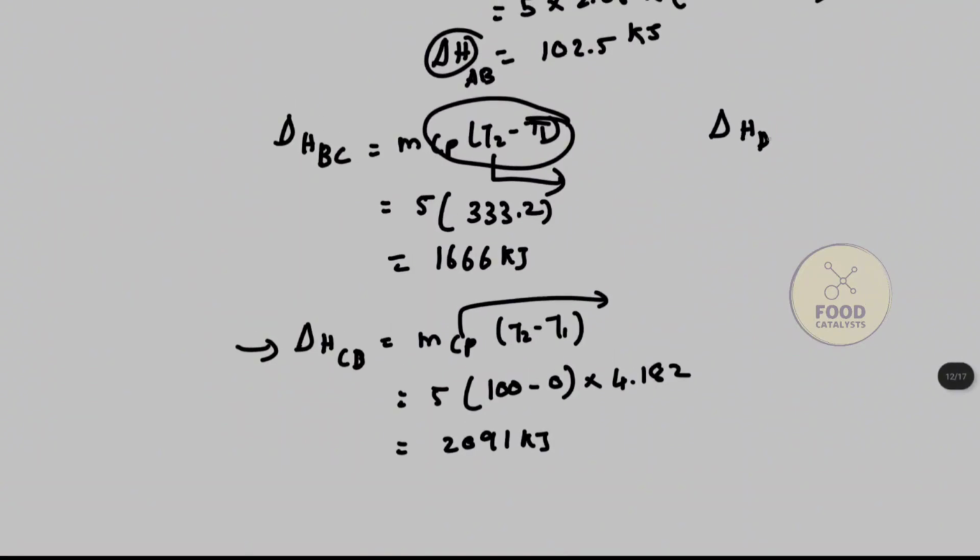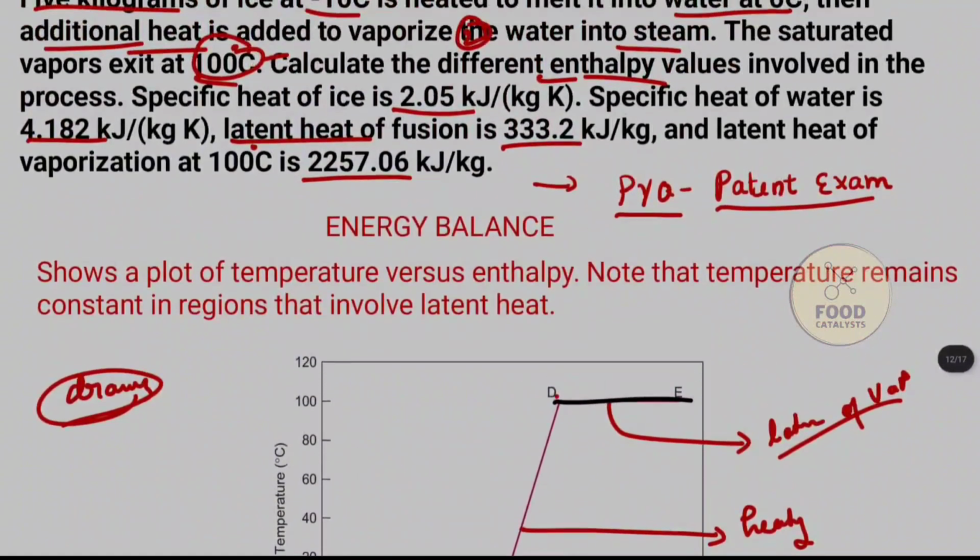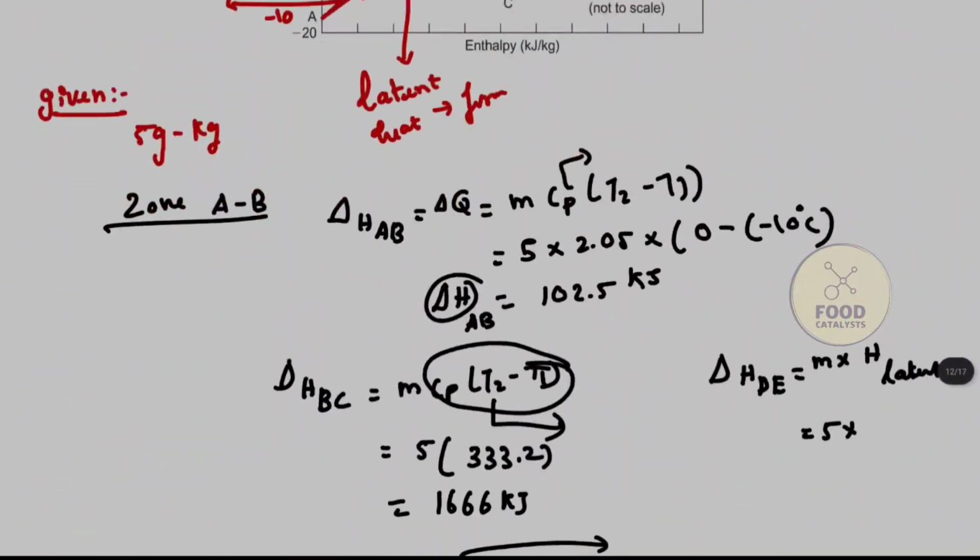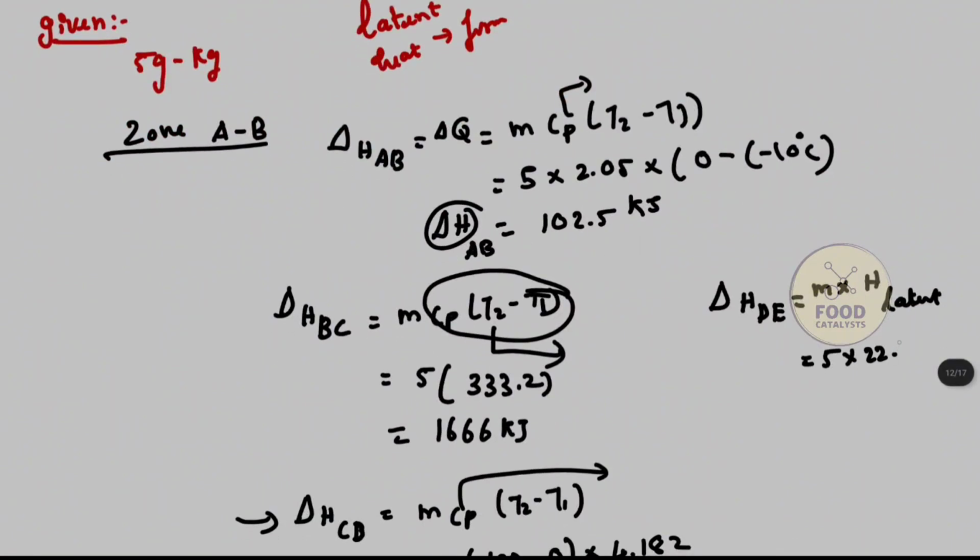And I have one more phase also, which is del H of D and E. D and E is also the same, it involves latent heat. So m into the latent heat. m is the same, 5 only. What is the latent heat for vaporization? It is 2257.06. So if I calculate, it will come around 11,285.3 kilojoule. Okay, done. Now I have calculated all the different enthalpies.